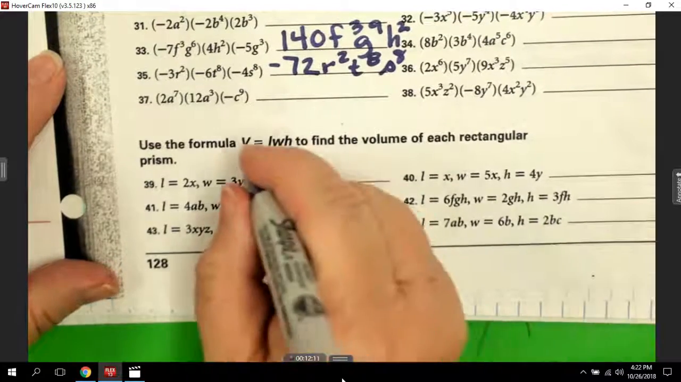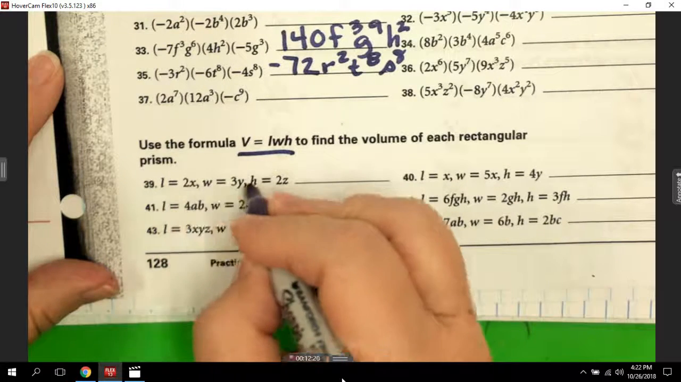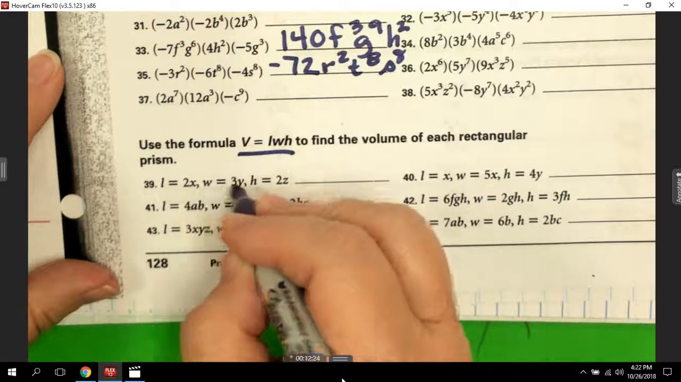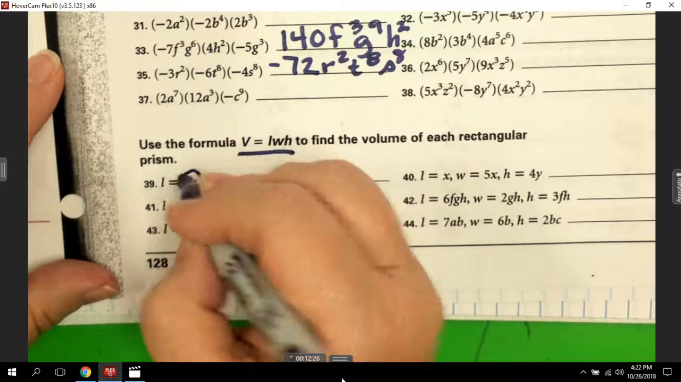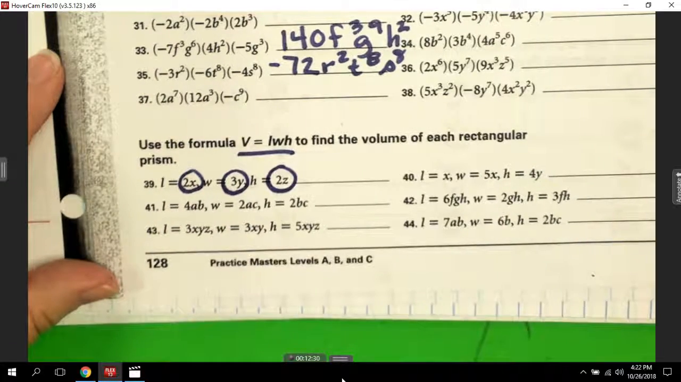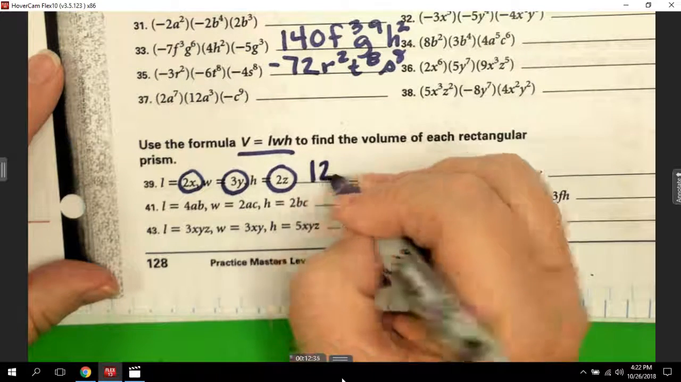Next, reviewing the fact that for a rectangular prism, to find the volume, it's length times width times height. Don't be confused because of the L, W, and H. That's simply telling you length, width, and height. Then we're going to multiply them together. So circle what we're multiplying so you can focus on it. 2 times 3 times 2 is 12.